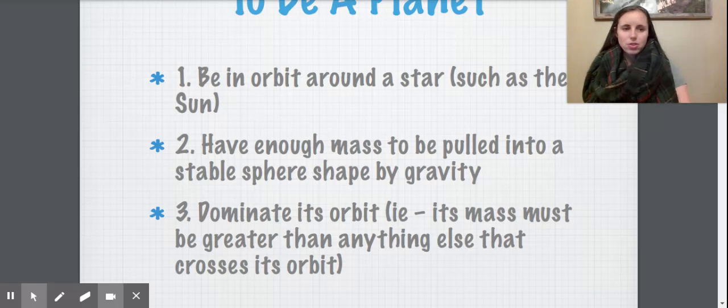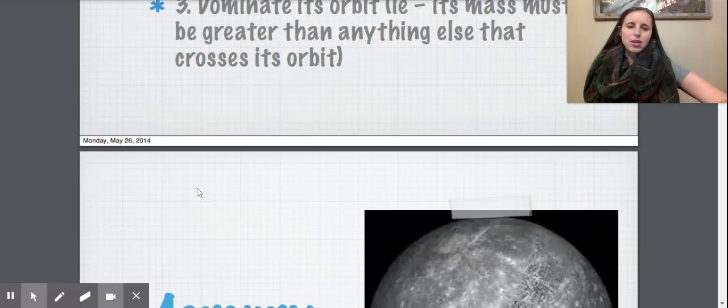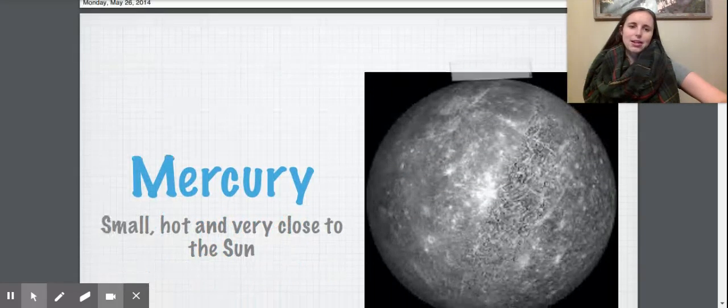Interesting fact, when I first learned planets, Pluto was a planet. Now Pluto is not a planet. The reason Pluto is not a planet is because it doesn't dominate its orbit. It actually gets crossed by something else. So Pluto satisfies rule 1, satisfies rule 2, but it doesn't satisfy rule 3. So they took away its planet status.